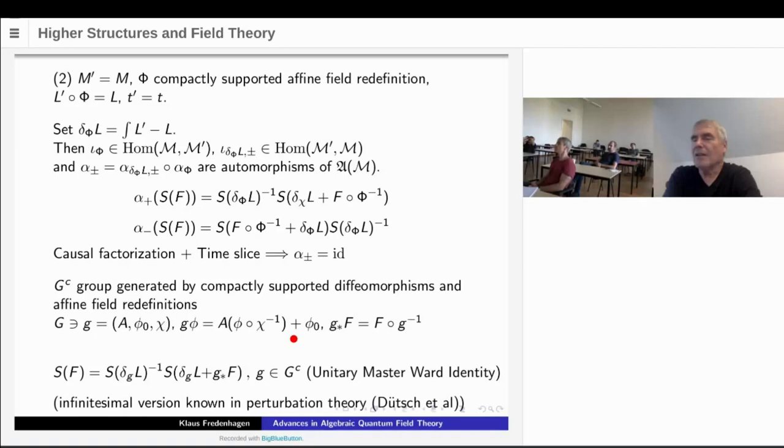And then I get this identity. S of F is equal to S of delta GL to the minus 1 times S of delta GL plus G star F, for all G in this group G_c. This is called the unitary master Ward identity. And the reason for this name is that there is an identity in perturbation theory, which was found by Michael Dütsch and collaborators some time ago. If you take the infinitesimal version of this relation, this is a relation which holds in perturbation theory. But now it holds in this algebra, provided the time slice axiom holds.